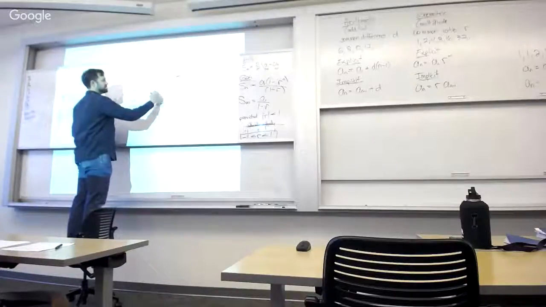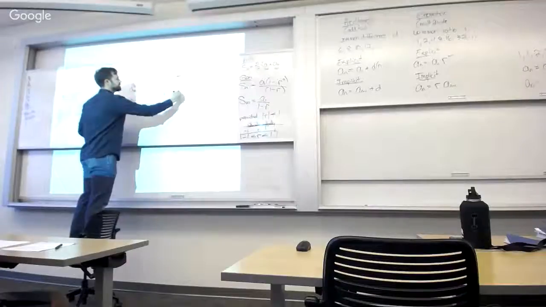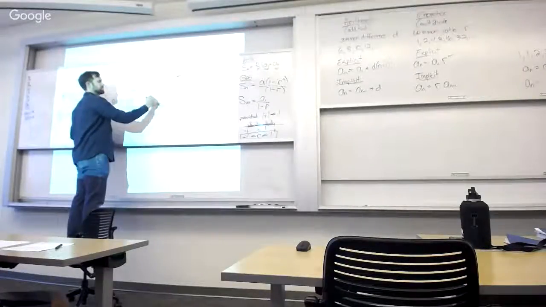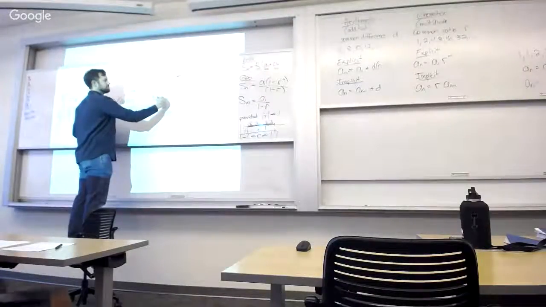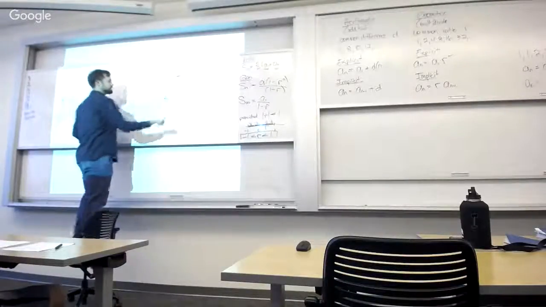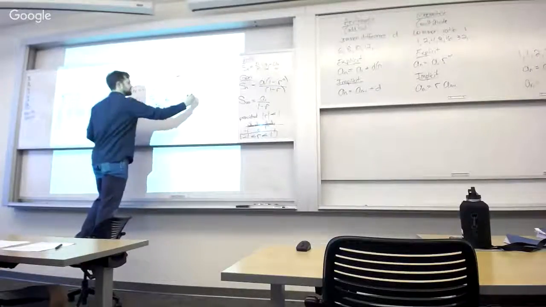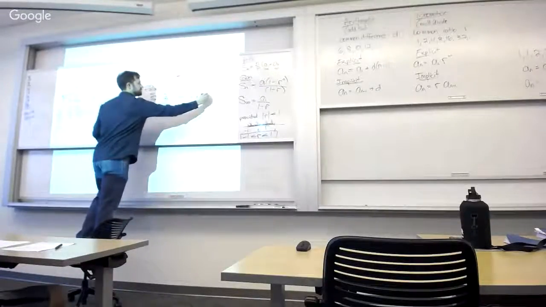Now we're in a position to do our summation formula. So the sum of n terms is n over 2 times the first term plus the last term, which in this case, the sum of 20 terms is 20 over 2 times the first term, which is 1, plus the last term, which is 39. And all of this you can do in your head. 20 over 2 is 10, and 1 plus 39 is 40, and 10 times 40 is 400.